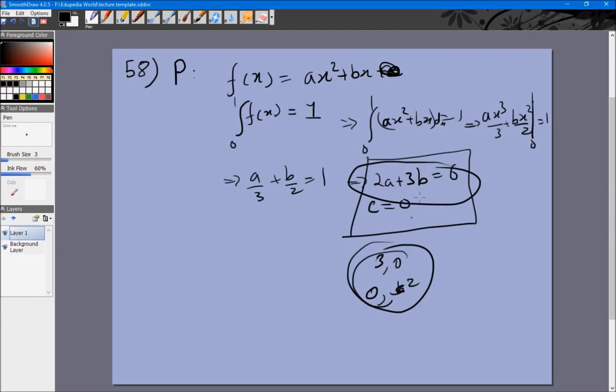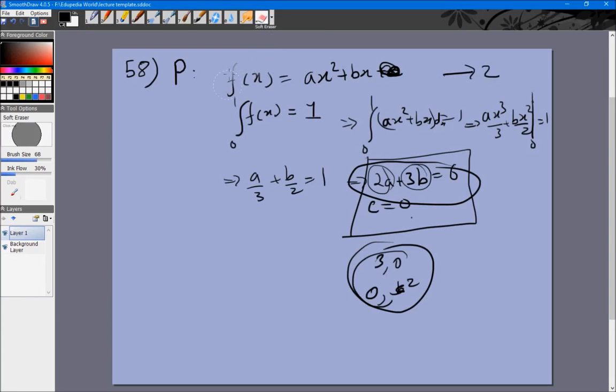If a is 1, then b is not a non-negative integer. If a is 2, b is not a non-negative integer. If a is 3, b is 0, and you can't have any other values. So the answer to option P is 2. That means P goes to 2.